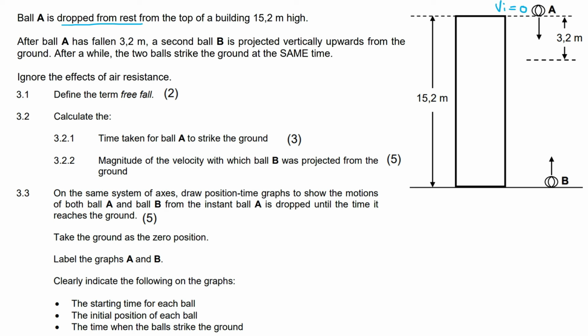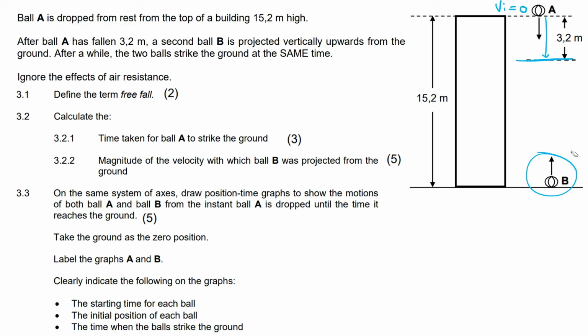And then after ball A has fallen 3.2 meters, so after it's fallen down to this level over here, ball B is then projected vertically upwards from the ground. After a while, the two balls strike the ground at the same time.